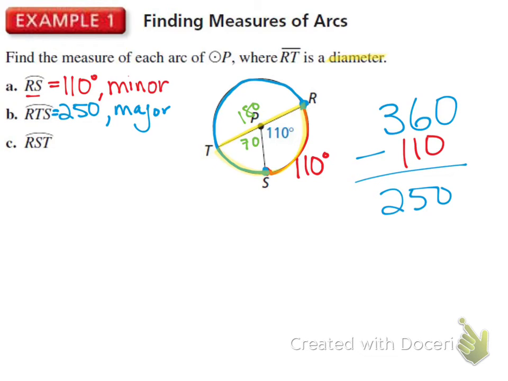All right, the last one would be RST. So starting at R, going towards S, ending at T. So do I want to go up or do I want to go down? Down. Go towards S, end at T. How many degrees is this? 180, which means it is a semicircle.